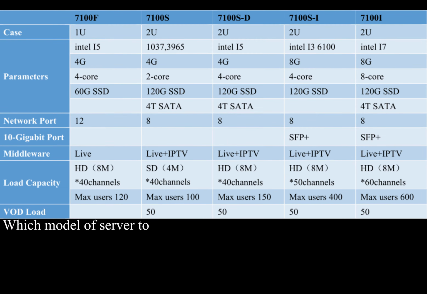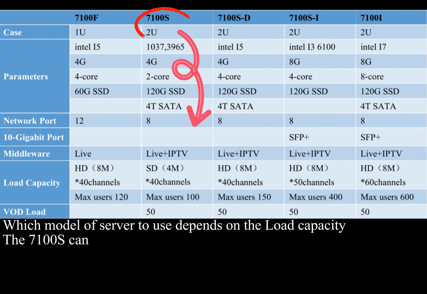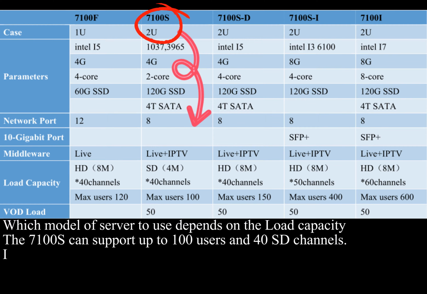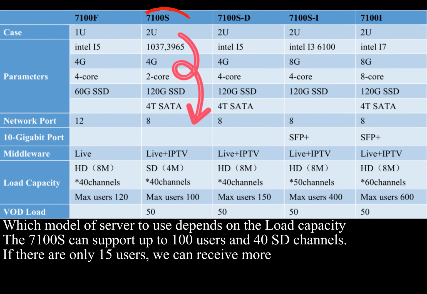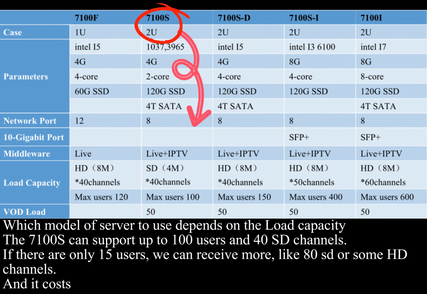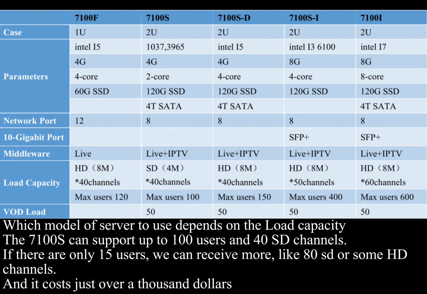Which model of server to use depends on the load capacity. The 7100S can support up to 100 users and 40 SD channels. If there are only 15 users, we can receive more, like 80 SD or some HD channels, and it costs just over $1,000. Let's look at the 7100S appearance and interface.